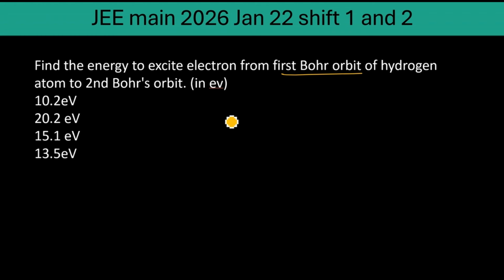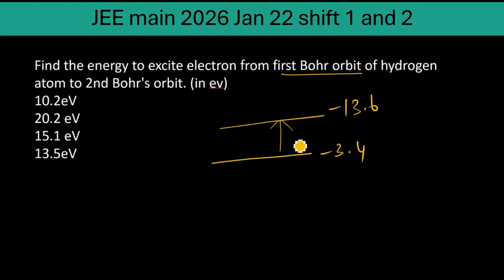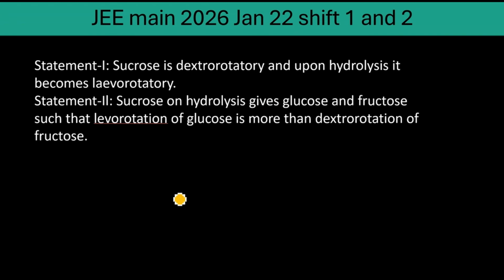Right, then the next one: find the energy to excite an electron from the first Bohr orbit of hydrogen to the second Bohr orbit. The first Bohr orbit is minus 13.6 and the second Bohr orbit is minus 3.4. So what is the energy difference? It is 10.2. Right, so a very simple question.